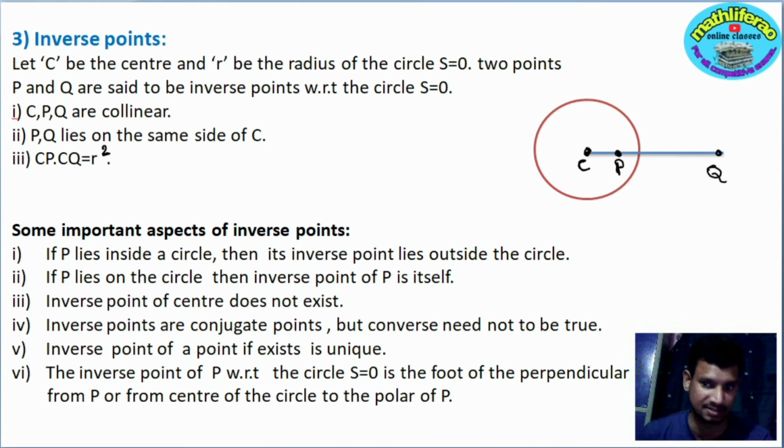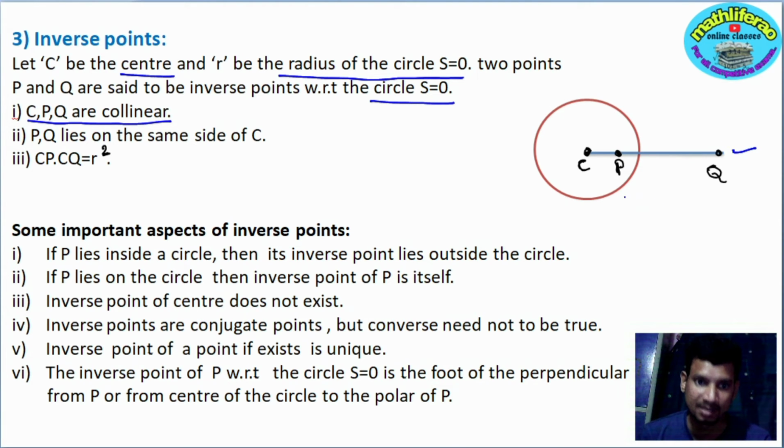Next, inverse points. What is the definition? Let C be the center of the circle and r the radius of the circle S equal to 0. Two points P and Q are said to be inverse points with respect to the circle S equal to 0 if these conditions hold. First one: C, P and Q are collinear points. C means the center of the circle. Collinear points means C, P and Q lie on the same line.